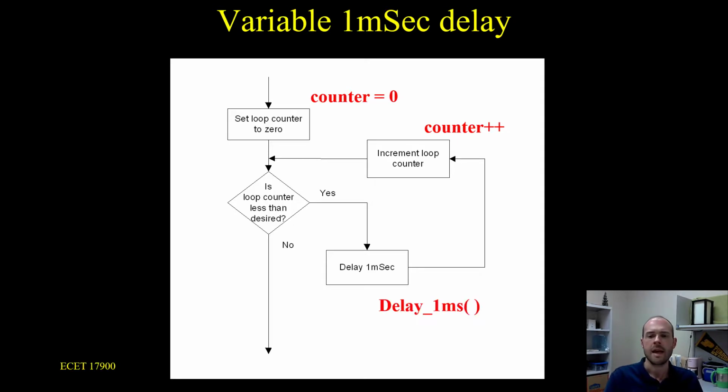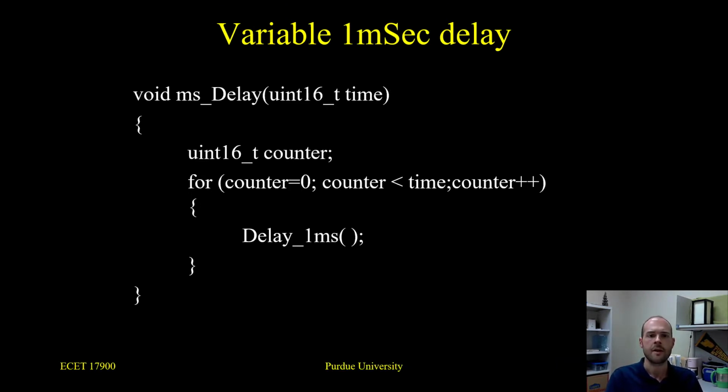To actually create that delay, we just call our function. And then a for loop can do this counting for us. We just count from counter equals 0 up to the number of milliseconds that we want. And so this is what that would actually look like in a new function called msDelay. Notice that it has an input argument this time, the uint16 time. The uint16 matches the size of our counter, counter 1 that we're using. If it was an 8-bit counter, we would need a uint8 here. But we're using timer 1, which is a 16-bit counter.